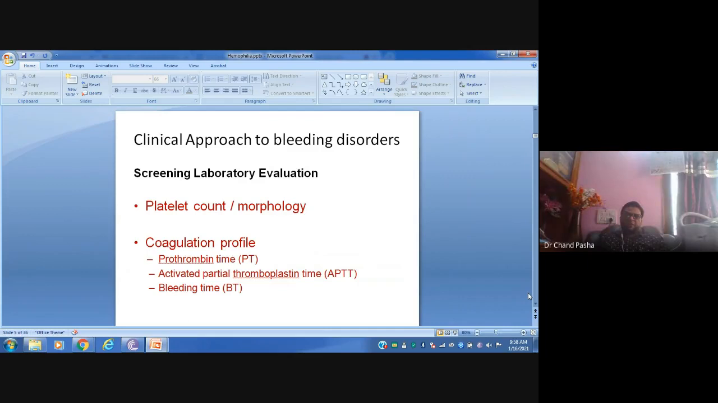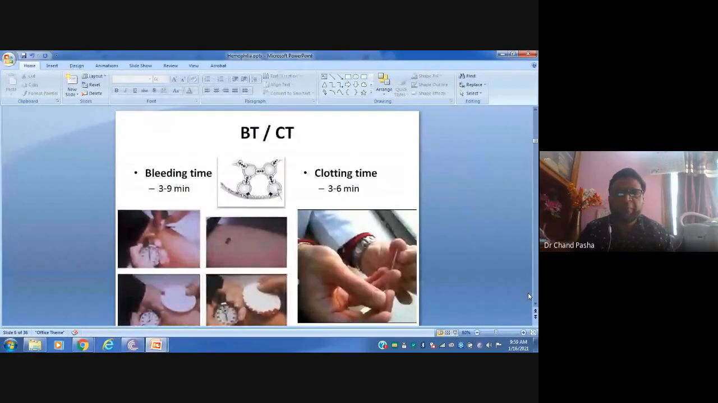As far as coagulation profiles are concerned, prothrombin time and activated partial thromboplastin time, these two are very important, along with the bleeding time. This is generally called the coagulation profile. Generally before surgery, prothrombin time, APTT and BT are performed, and they indicate whether the person's clotting and hemostasis are maintained in a proper way or not. So BT, bleeding time, CT, clotting time.